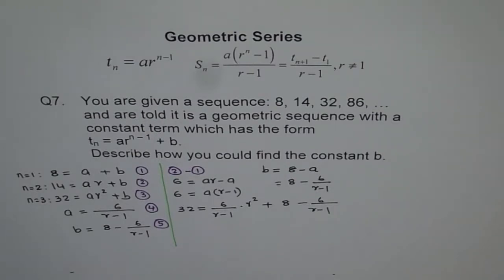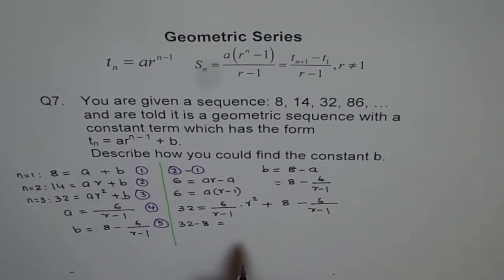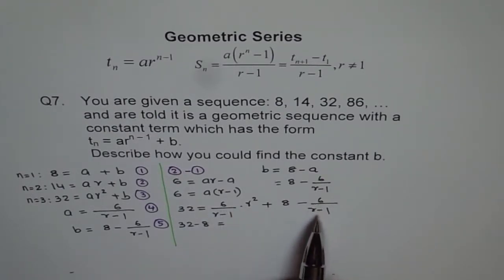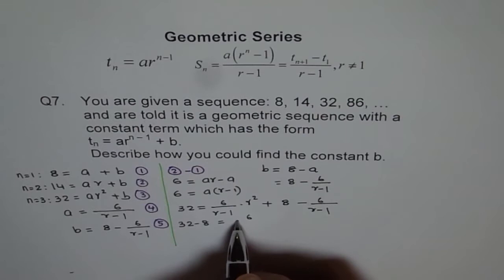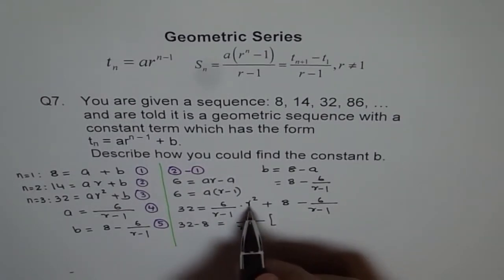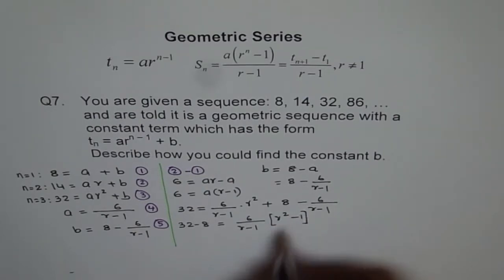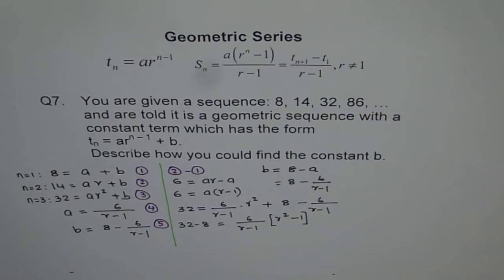Correct? So what we did is that we substituted 4 and 5 in equation 3 and got one equation in one variable R. Now it is easy for us to solve for R, right? So let's do it. We'll bring 8 this side. So we get 32 minus 8 equals, we are left with R squared times 6 over R minus 1 and minus 6. So we can take 6 over R minus 1 common, right? And we are left with R squared here and minus 1 here, correct? Do you see that? Perfect.